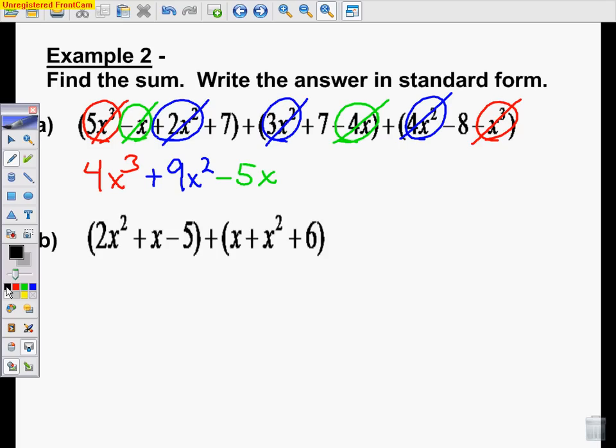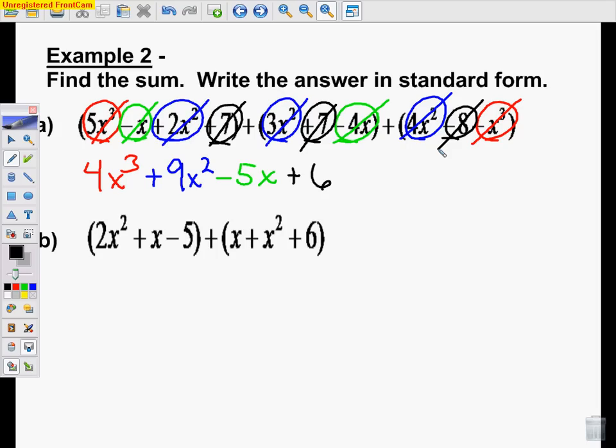And then lastly, we have our constants. We have a positive 7 here, we have a positive 7 here, and we have a negative 8 here. 7 plus 7, that's 14. 14 minus 8, that is positive 6. So, and there we go. We added all the like terms. That's all that you're doing there.